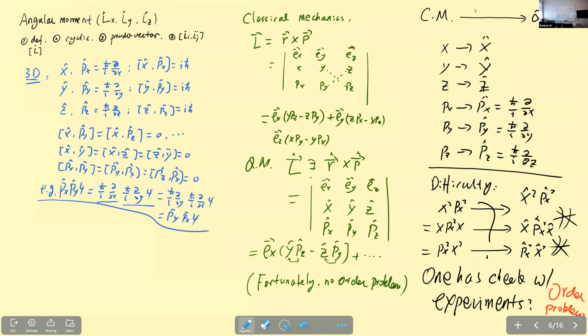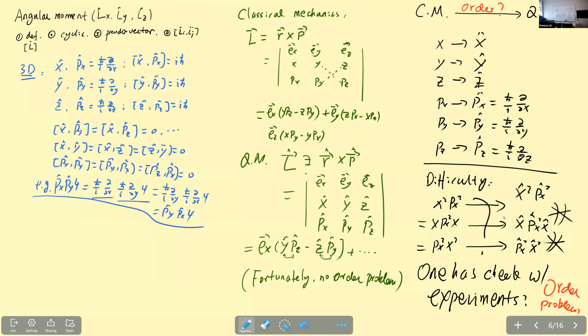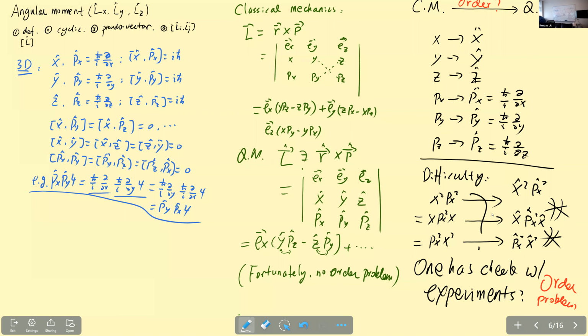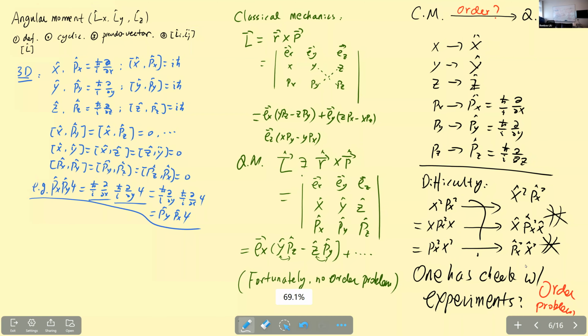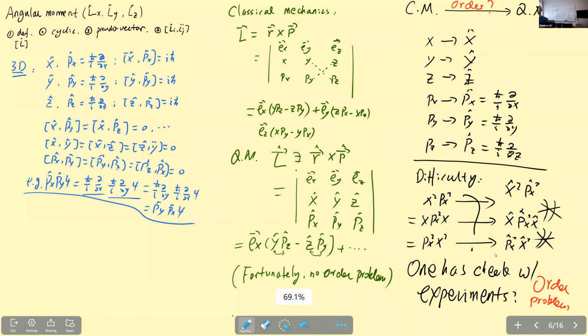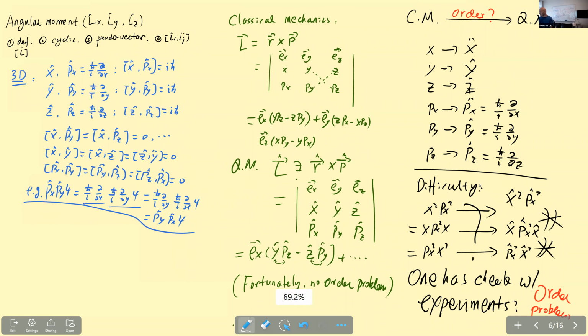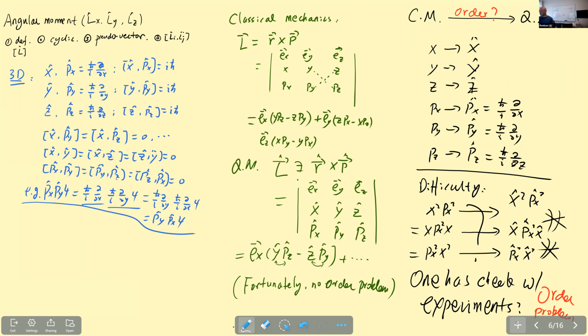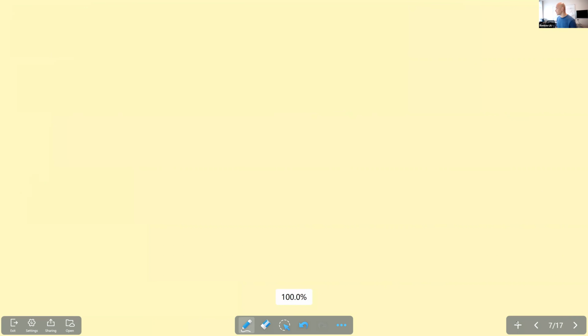Because the order is not fully determined, we have to check against the reality of experiments to decide whether the choice of the order is correct or not. All right, so since fortunately in this combination of operators to form the angular momentum we don't have this order problem, we can just naively write down these operators.